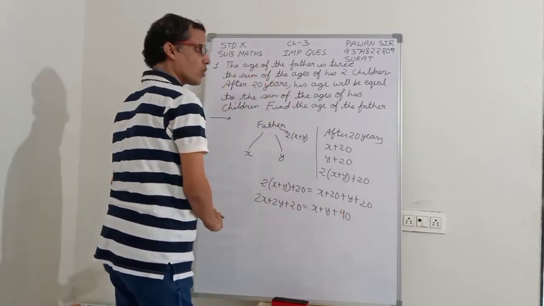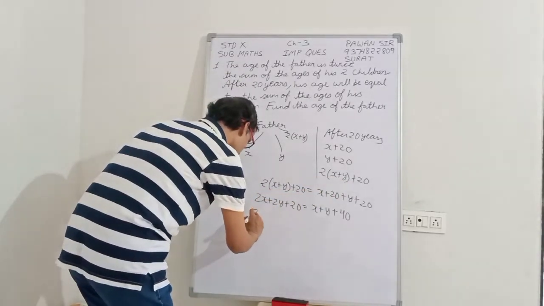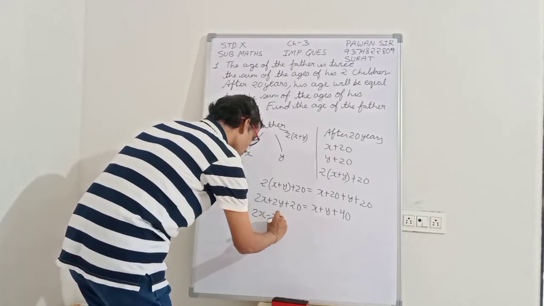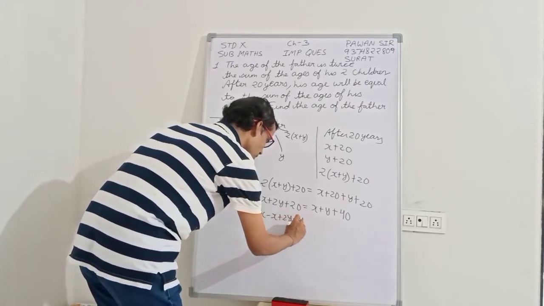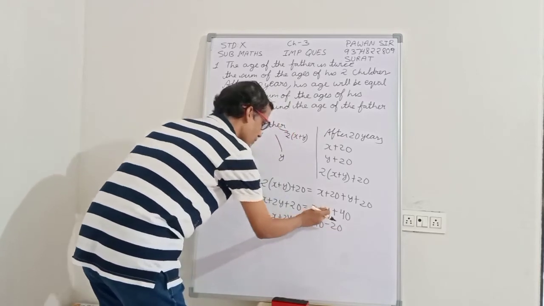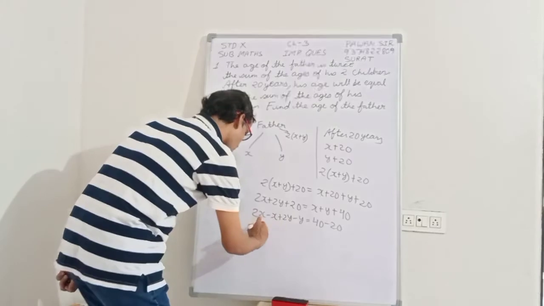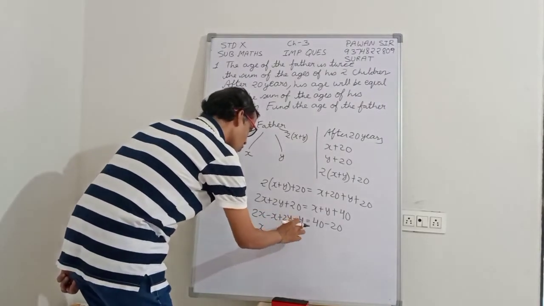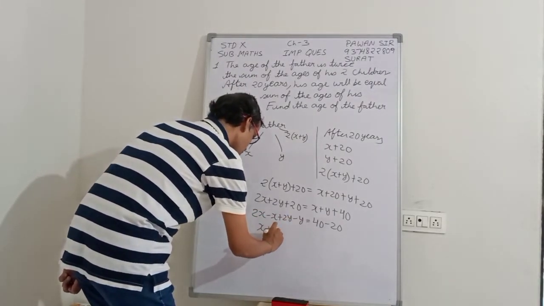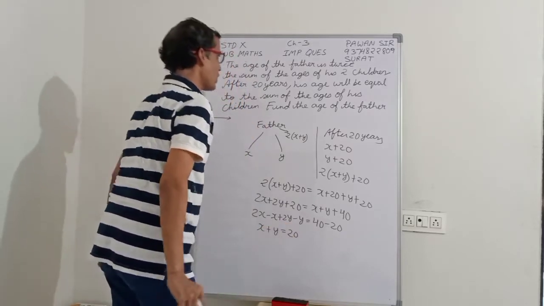Now take the variable on left side and the constant on right side. We get 2x minus x, 2y minus y, 40 minus 20. We have taken x and y to this side, so their sign will change. 2x minus x is x, 2y minus y is y, it is equal to 20. So we get x plus y equal to 20.